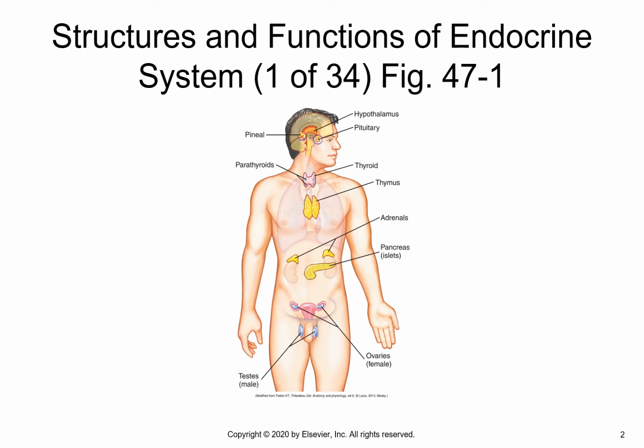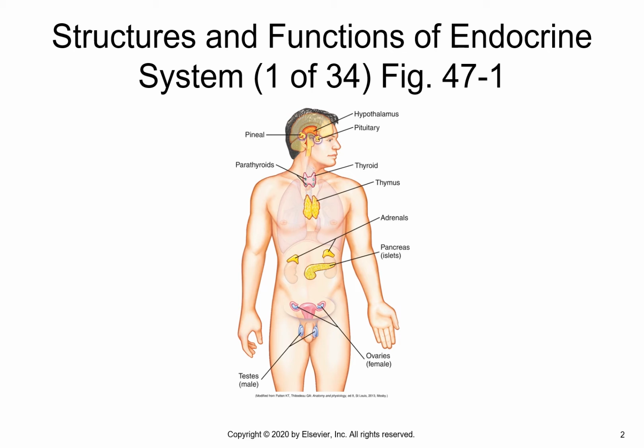So here we can see the image that we have in our book of the structures and functions of the endocrine system. The endocrine system is a complex network of glands and organs. It uses hormones to control and coordinate your body's metabolism, energy level, reproduction, growth, and development, and response to injury, stress, and mood. The following are integral parts of the endocrine system.